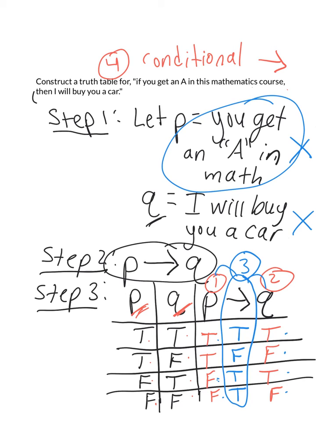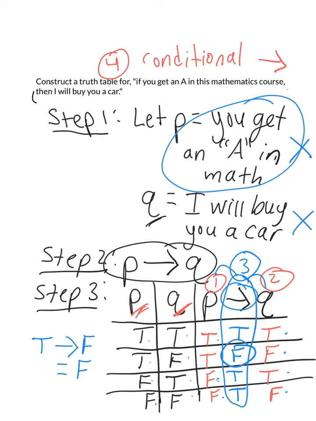If you follow through with your end of the bargain and you did get the A in math, then I'm obligated to buy you the car based on my original promise. So the only time you're going to throw down an F when you see this if-then arrow is if you have a T on the left-hand side in the if portion of the arrow and you have an F on the right-hand side. That is going to be the only time you throw down the letter F.